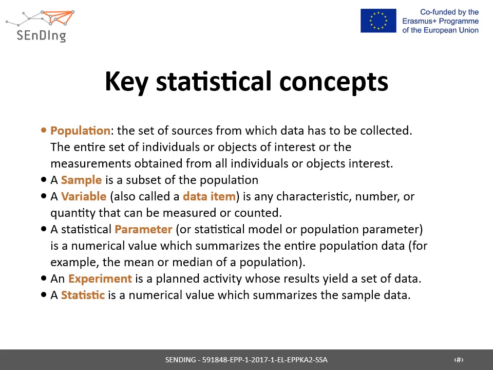A statistical parameter or population parameter is a quantity that indexes a family of probability distributions, for example, the mean, median, etc. of a population. It is a numerical value which summarizes the entire population data. An experiment is a planned activity whose results yield a set of data. A statistic is a numerical value which summarizes the sample data.